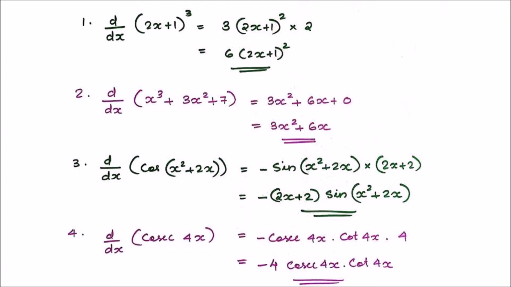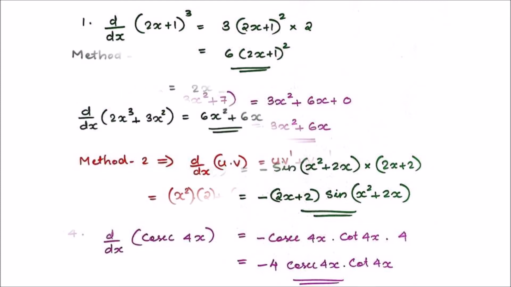Now the fourth question, d by dx of cosec 4x. In case of cosec x, the derivative is minus cosec x cot x. So here it is not x but 4x. So the answer is minus cosec 4x cot 4x into derivative of 4x, that is 4. So the answer is simply minus 4 cosec 4x into cot 4x.